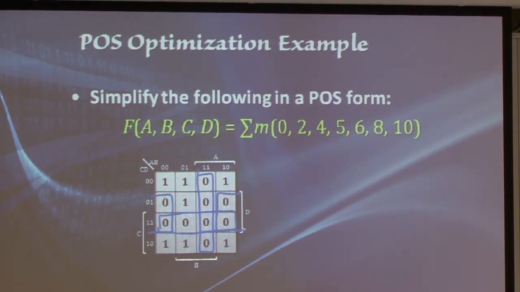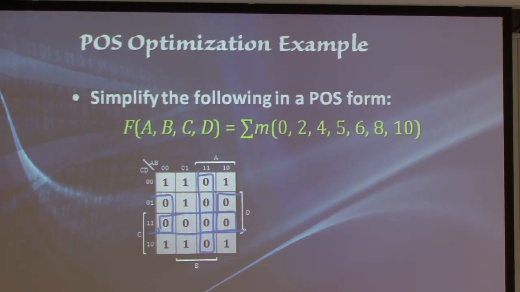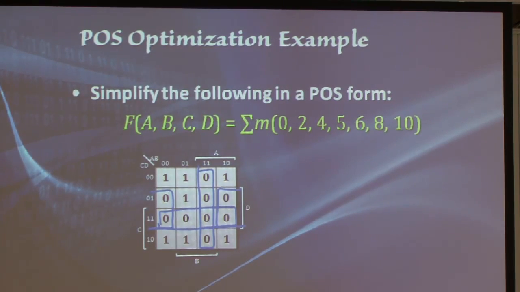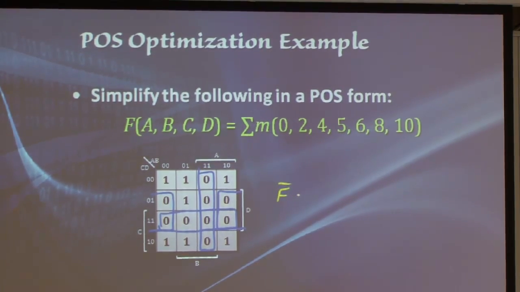Now, as I showed earlier, I could have just grouped them both together as a group of 2, just themselves, but it works to my benefit to group it in a larger group, even if I'm including terms that were already in there. So this will now give me the complement of f.